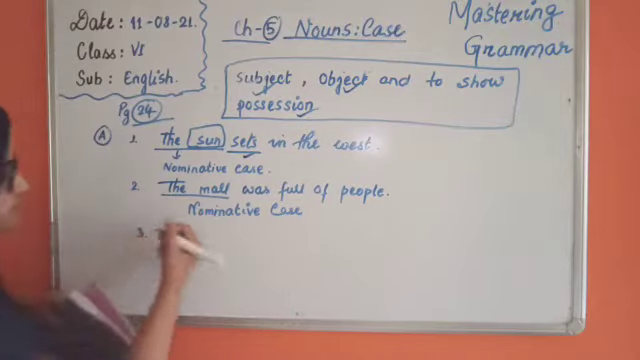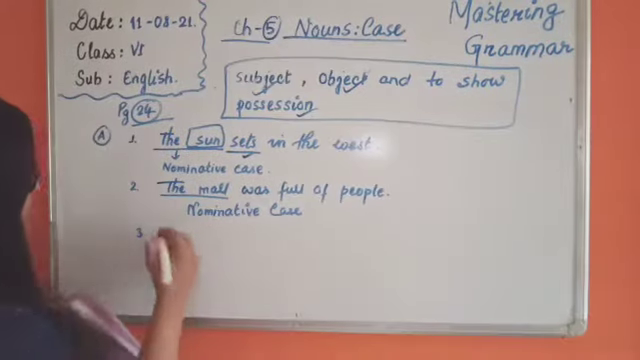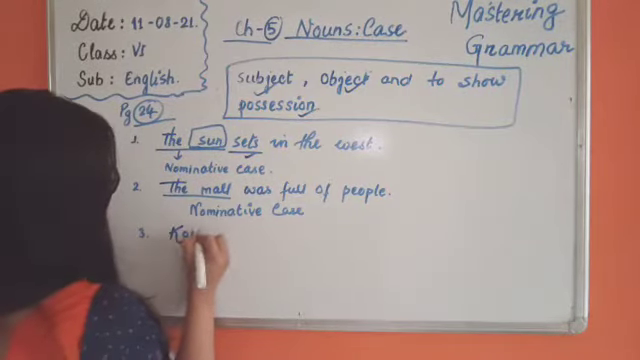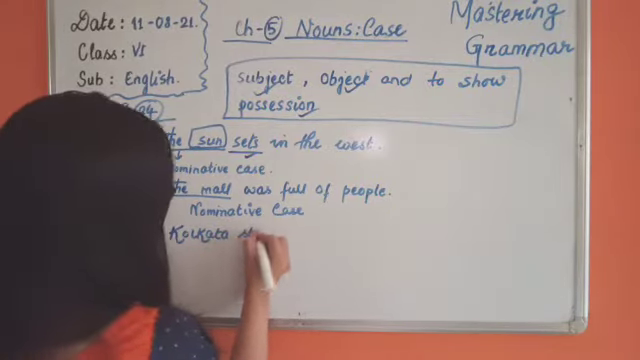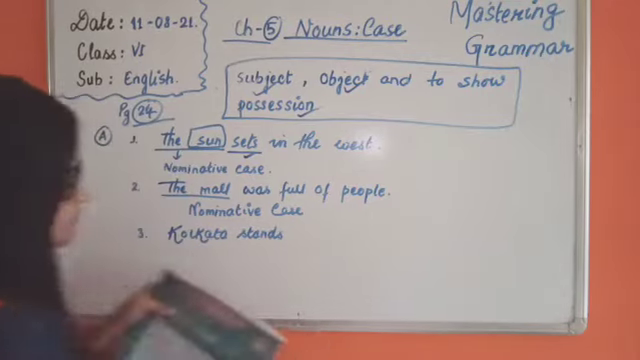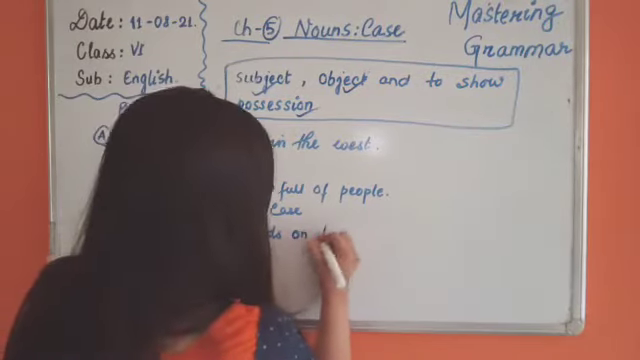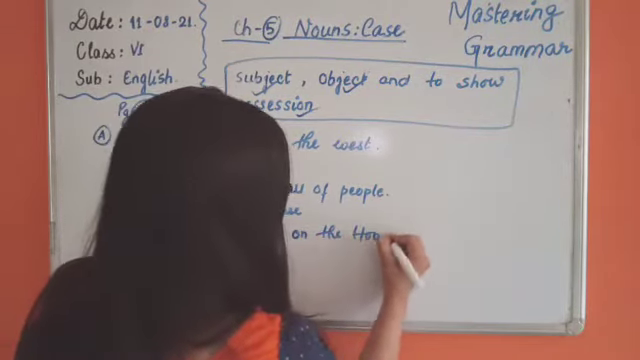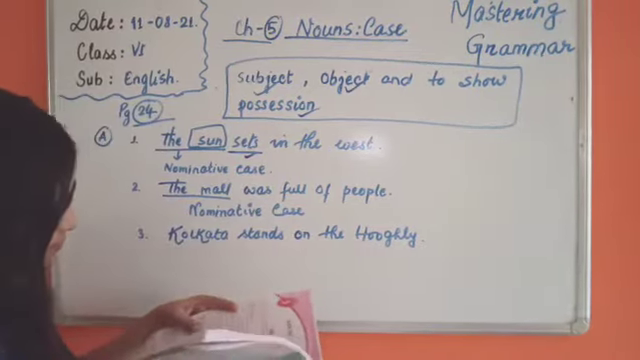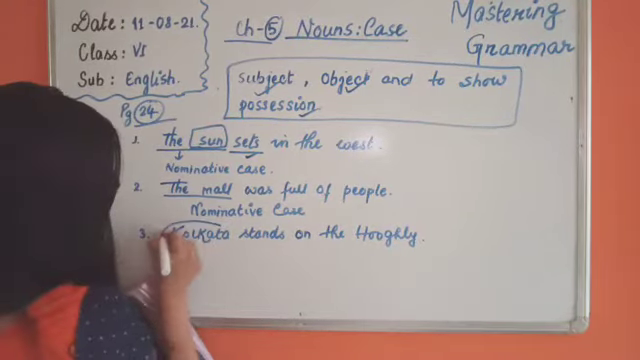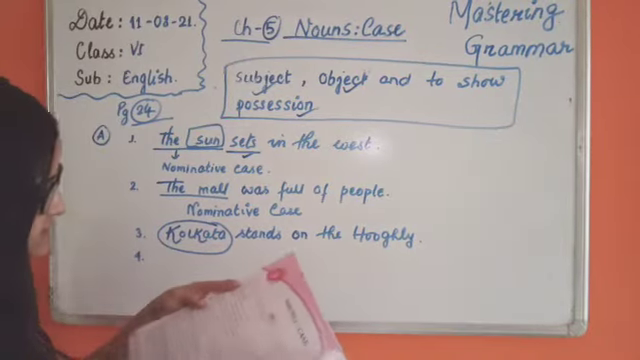Number 3 now. Number 3, Kolkata stands on the Hooghly. So we are talking about Kolkata here. What stands? Which city stands? Kolkata. So Kolkata stands on the Hooghly. So children, you are going to just pick out. So pick out, we can do this way or we can underline. So Kolkata is our nominative case noun here.